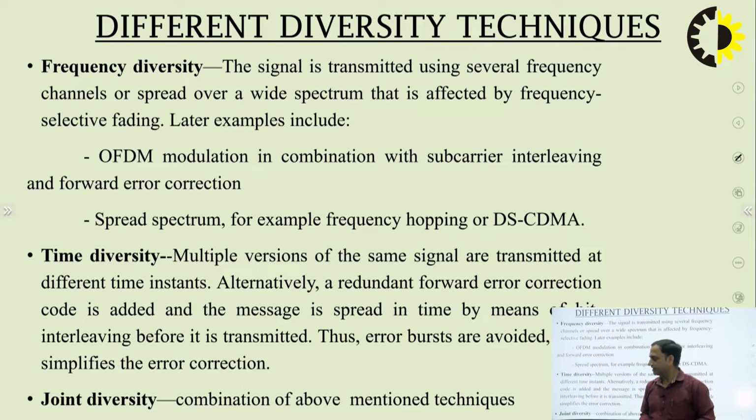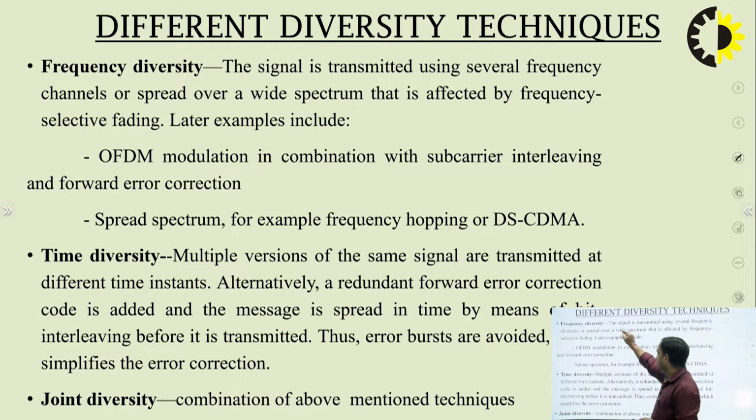Then we have frequency diversity. In frequency diversity, what do we do? We divide the complete frequency band into small subcarriers and we transmit the signal through the different subcarriers, and it is received at the receiver.